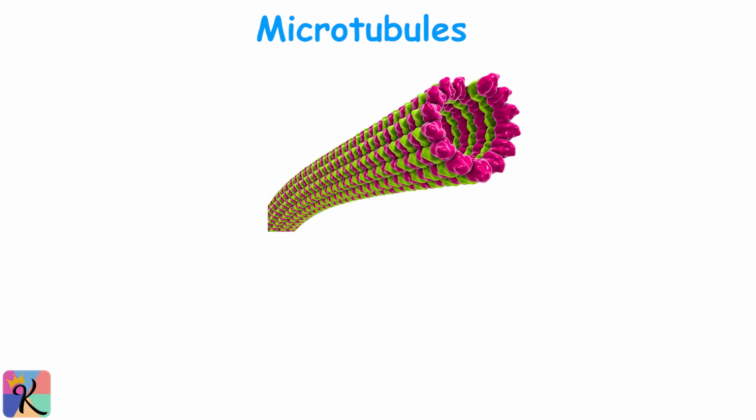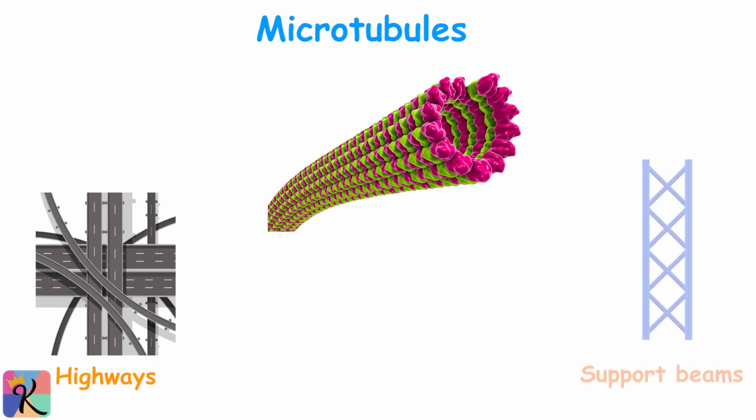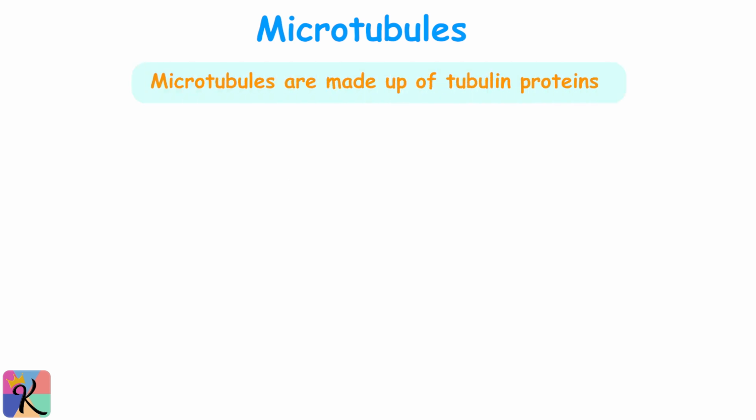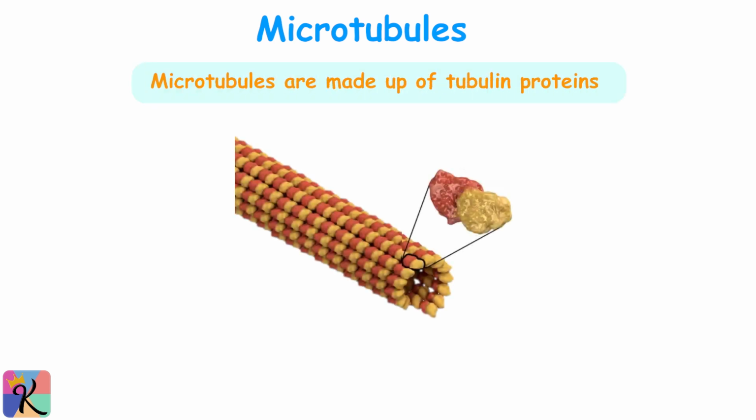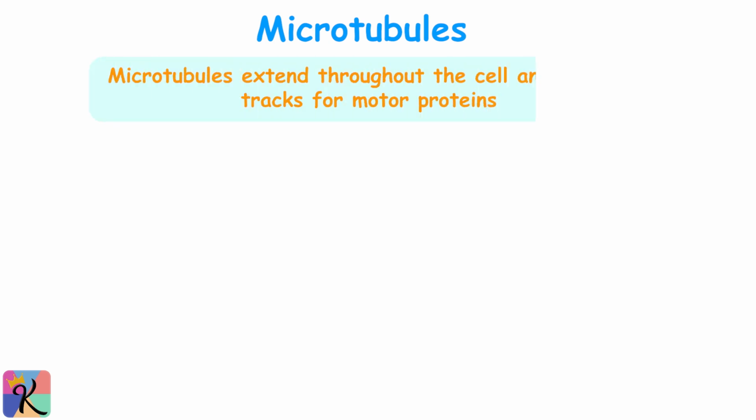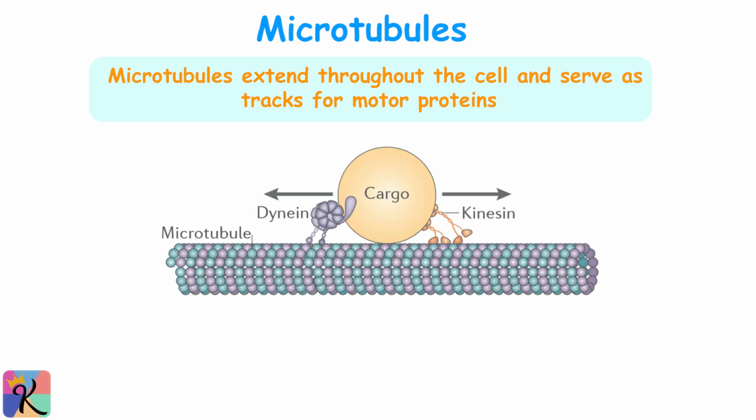Now, let's explore the microtubules, the largest and most rigid component of the cytoskeleton. They're like the highways and support beams of our cellular city, providing tracks for transporting materials and maintaining the cell's overall shape. Microtubules are made up of tubulin proteins, specifically alternating alpha and beta tubulin subunits that form hollow tubes. Microtubules extend throughout the cell and serve as tracks for motor proteins like kinesin and dynein. These motor proteins act like tiny engines that carry vesicles, organelles, and other cargo along the microtubule tracks.